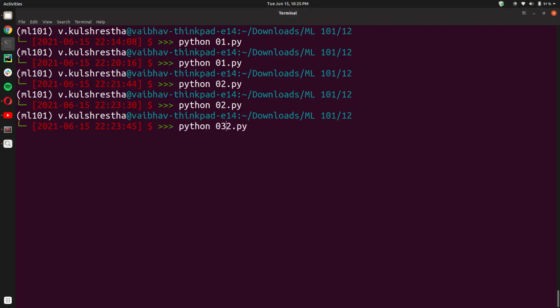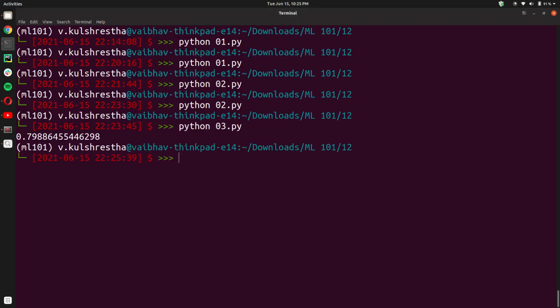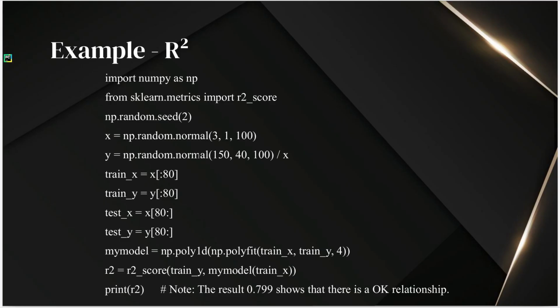Okay, so let us see what we get, and we get an R squared of 0.79, which is obviously not perfect but very highly correlated. This means that you can use polynomial regression for prediction.